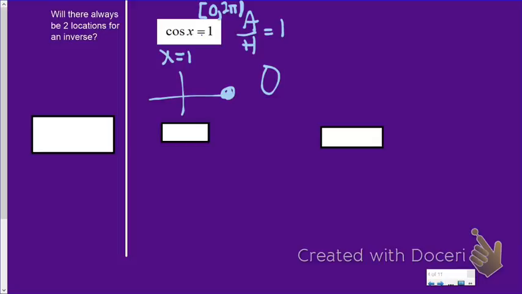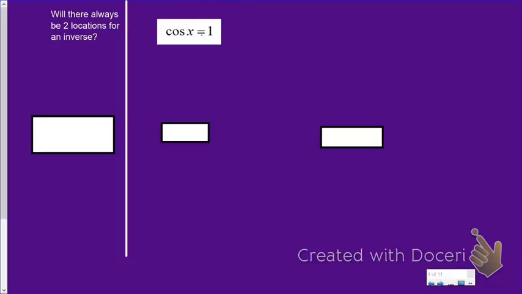Now let's look at one more situation. A lot of those points that fall on the lines are zeros and ones. Cosine x equals 1 only gave us one solution. But just because it's on the line, is it always going to have just one solution? Let's look at a couple examples.